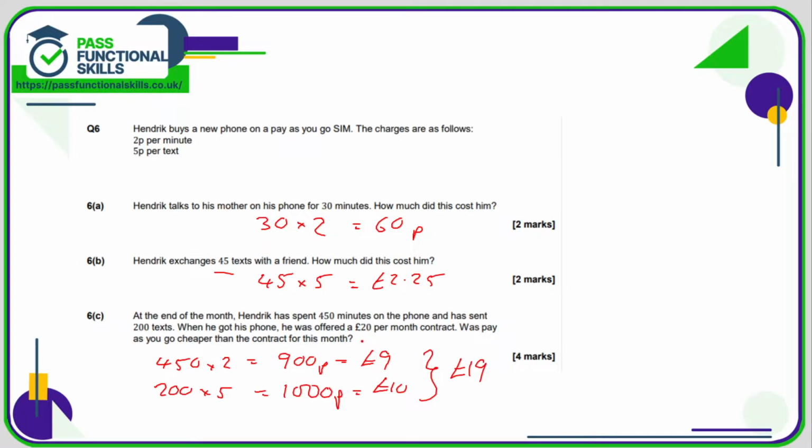He was offered a £20 per month phone contract. Was pay-as-you-go cheaper than the contract for the month? Yes, it was, because it was £19 rather than 20. So the answer here is yes.